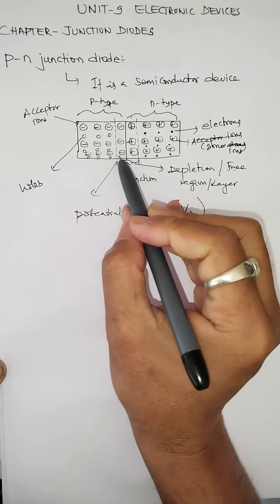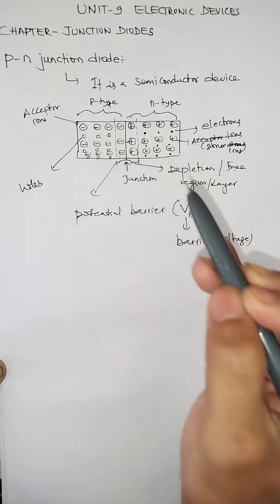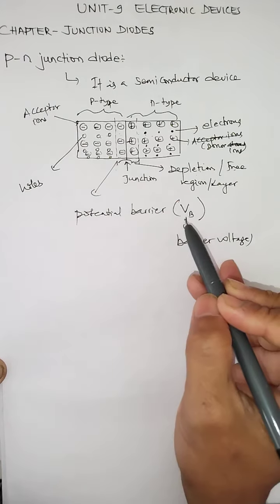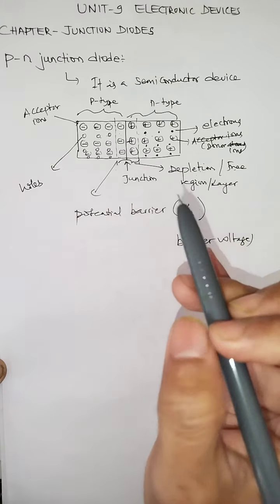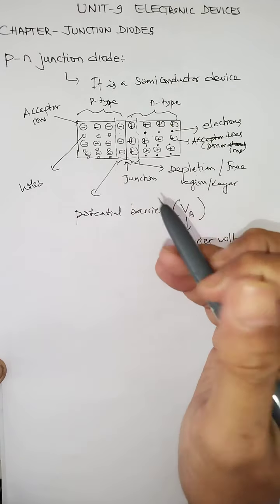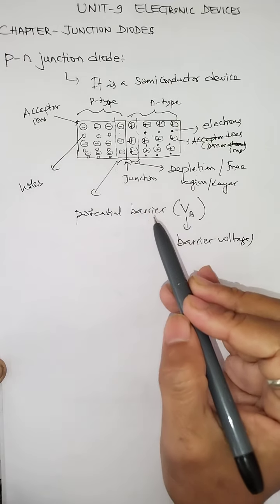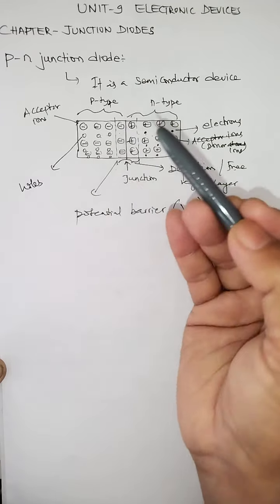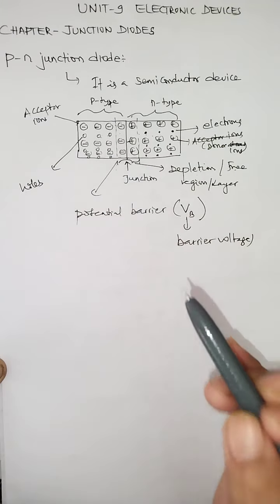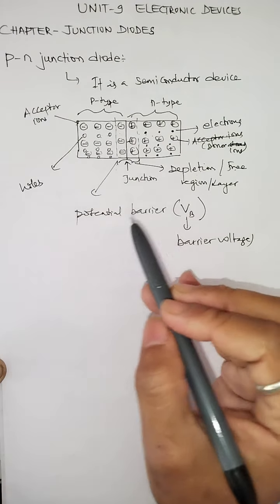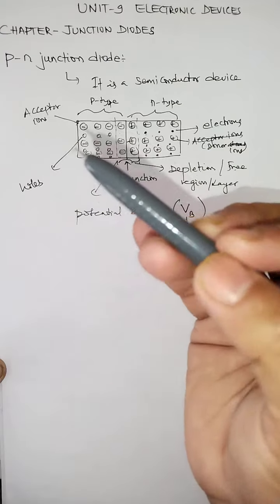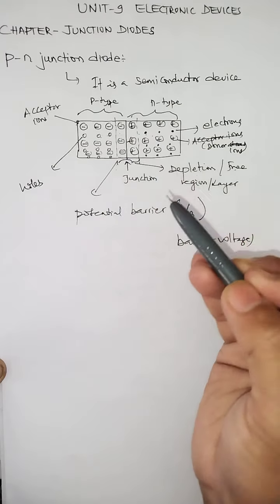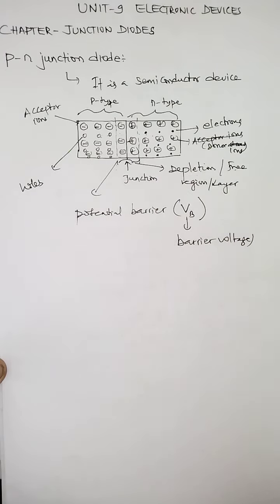This barrier voltage is also known as potential barrier, and both the barrier voltage and potential barrier depend upon the type of semiconductor which is used. Like if the p-n junction diode is formed of silicon, or if it is formed of germanium, they have different barrier voltages. That means the barrier voltage or potential barrier of p-n junction diodes made of silicon or germanium are not the same.